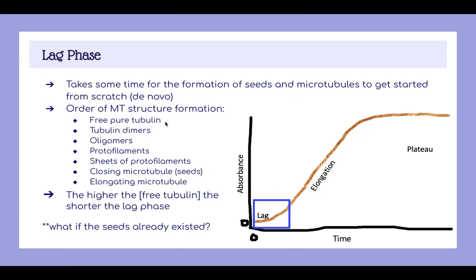The order of formation of microtubules is, first we have the pure tubulin, and then the dimers form, which is the alpha and beta dimer of the tubulin. Then we have the oligomers, and then the protofilaments, which I don't know if I can find in the slide before.